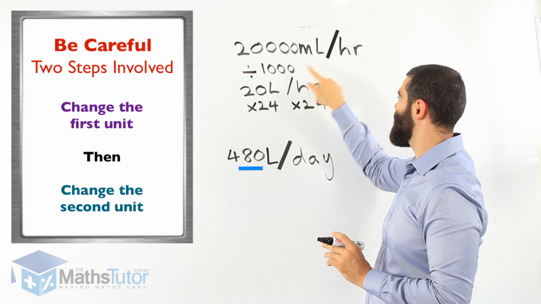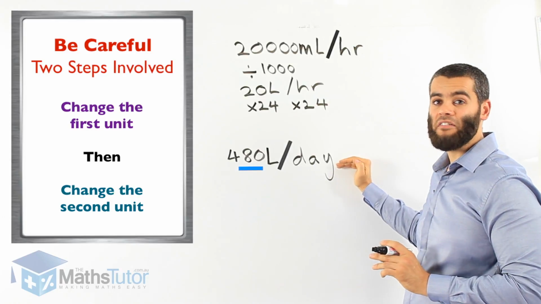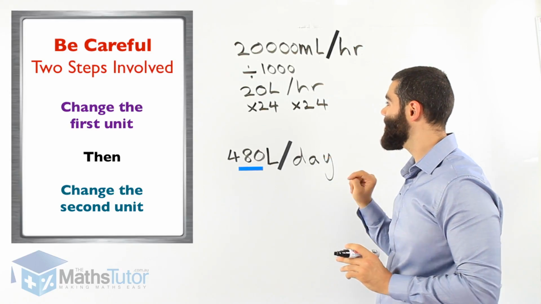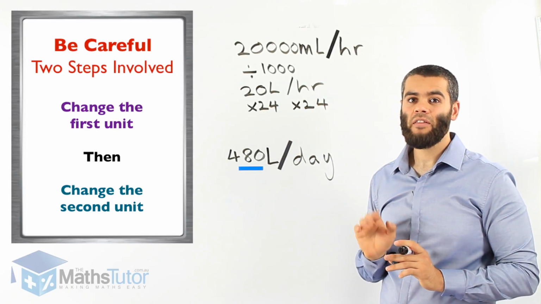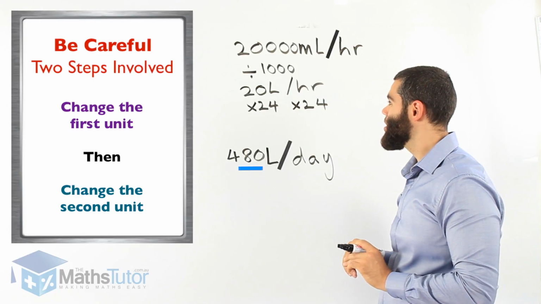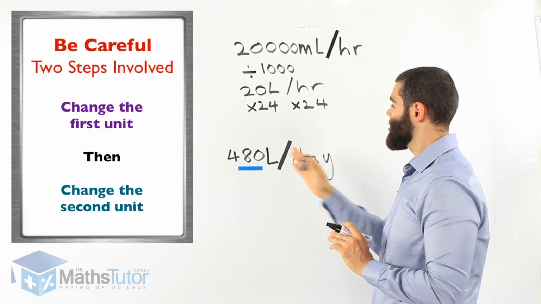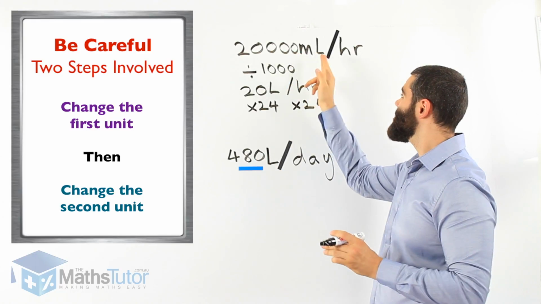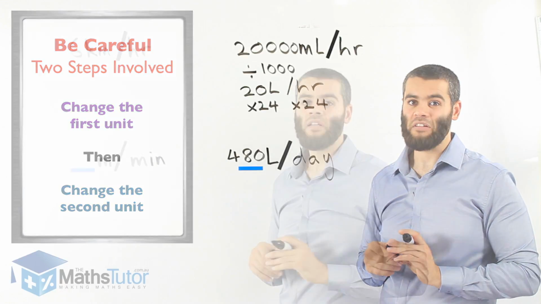20 liters an hour. Now we're going from hours to days. We know there are 24 hours in a day. We multiply by 24, and we multiply by 24 on this side. That way we've changed both and they are now equivalent rates. 480 liters a day is the same as 20,000 milliliters an hour. Need to concentrate on these ones.